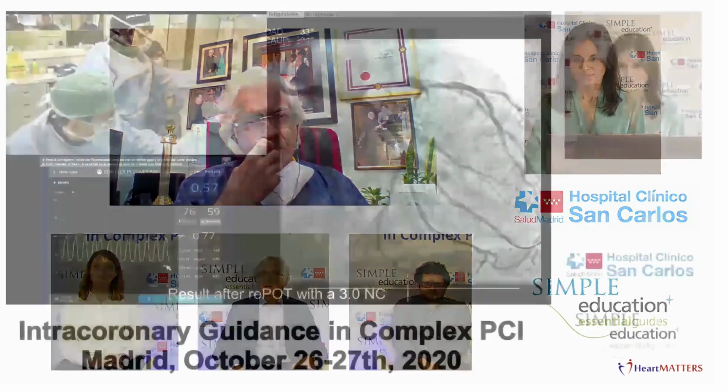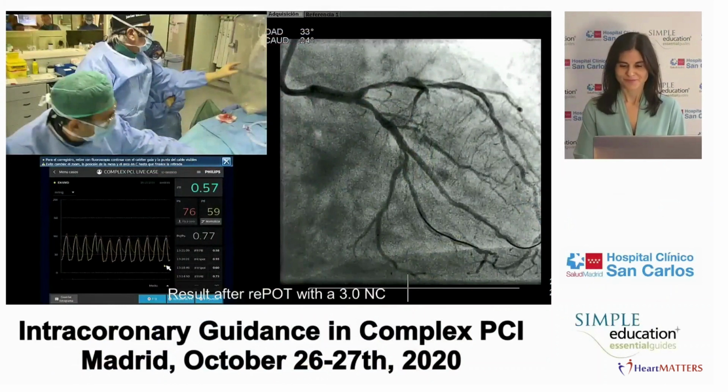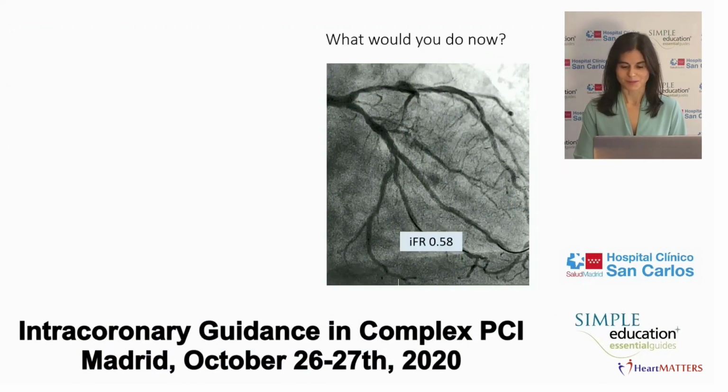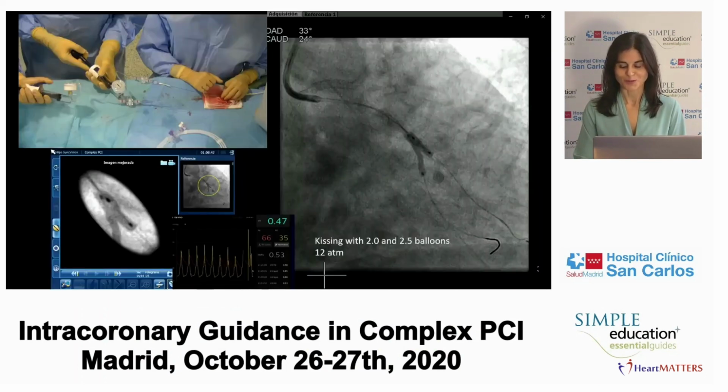So Nieves, back to you, and I'm sure that you will be taking into consideration the comments of Ashok. Yeah, I think we were exactly in the same line of thinking. So that's what we did. We did a kissing because we really didn't want to implant a stent in this branch. And as you can see here, we did a kissing with 2 balloons, 2.0 and 2.5, at 2 atmospheres, 12 atmospheres. This is the enhanced image again, using angiography of the kissing.